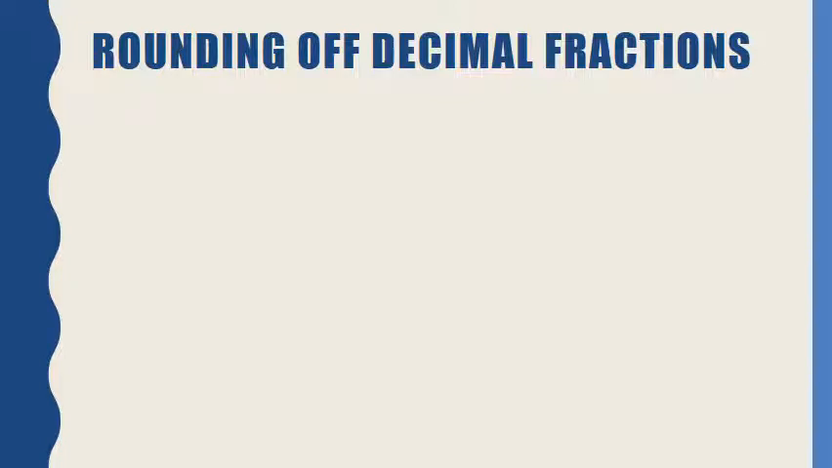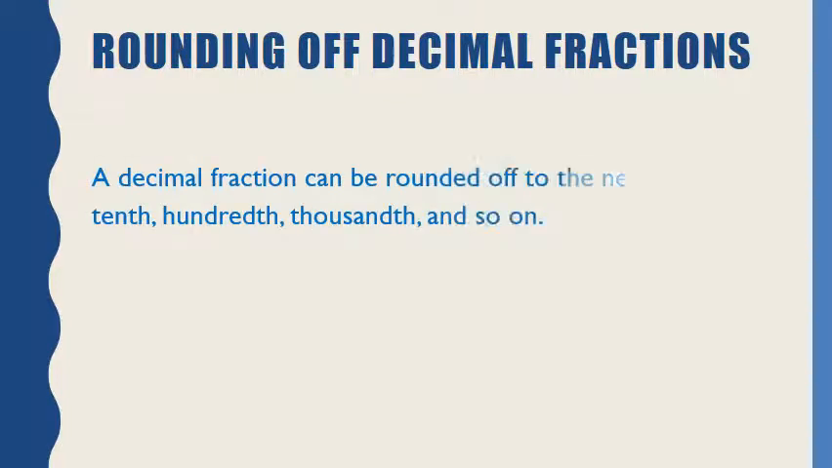Children, in the previous video lesson, we have done the rounding off of whole numbers. And now in this video lesson, we will revise and learn how to do the rounding off of decimal fractions. A decimal fraction can be rounded off to the nearest one, tenth, hundredth, thousandth, and so on. Children, when I say tenth, it means to the first place of decimal, hundredth means to the second place of decimal, thousandth means to the third place of decimal, and so on.